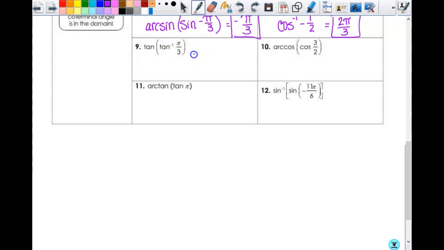Yes. So the answer in the end still is pi thirds, just maybe not for the reason you initially thought. Make sure you're paying attention to whether you have a ratio or an angle. Because when we look at number 10, that 3 halves, does it represent a ratio or an angle? An angle, because you take the cosine of an angle. Do you know what the cosine of 3 halves is? No, me either. It does not matter.